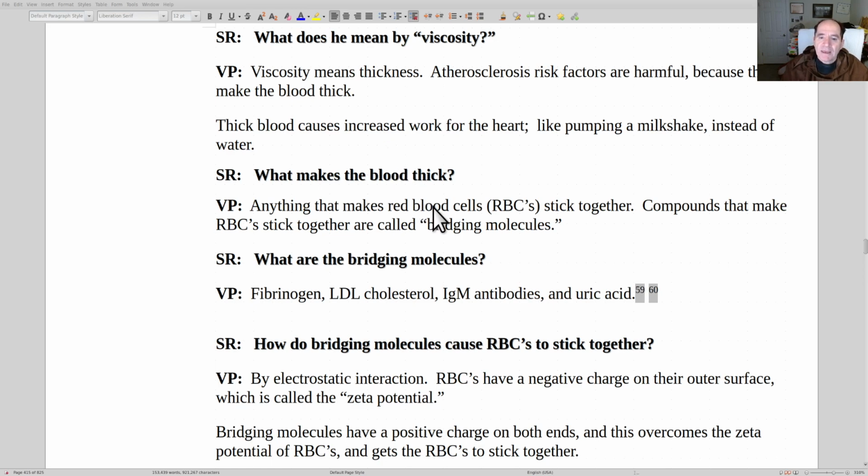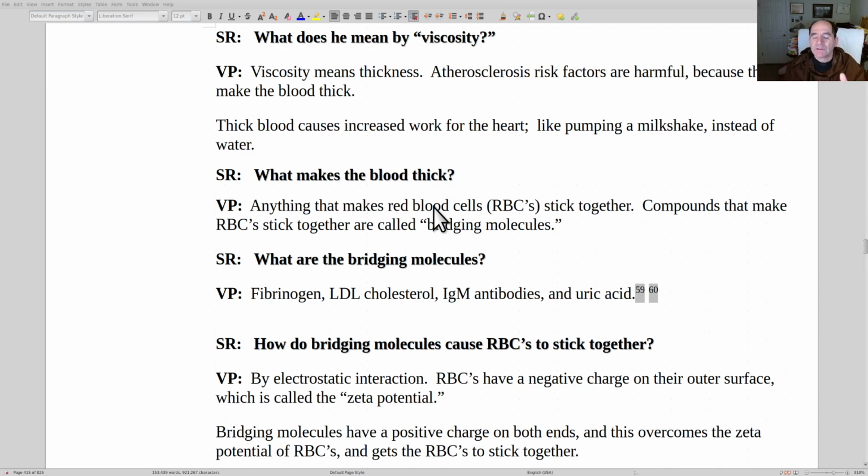What makes blood thick? Anything that sticks red blood cells together. So red blood cells on their outer surface, they have a zeta potential and negative charges all around them. If you just type this into your computer browser, red blood cell, zeta potential, and you'll see pictures will pop up with all these negative charges on the outer surface of the red blood cell. The negative charges come from things like sialic acids. It's similar to glucose with a carboxylic acid on it.